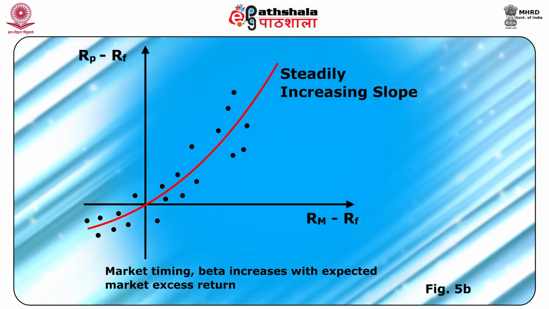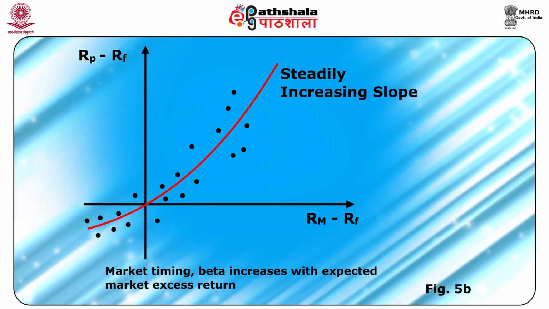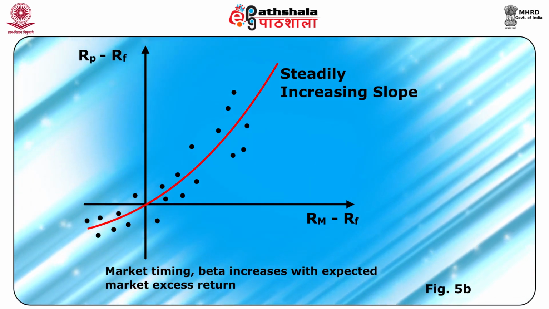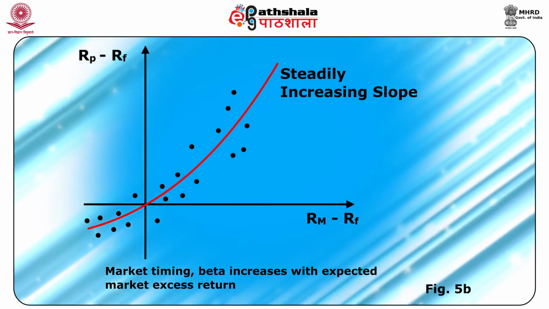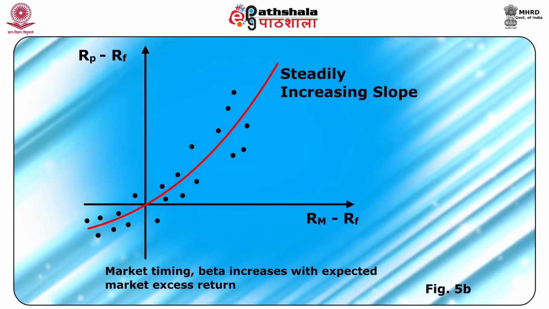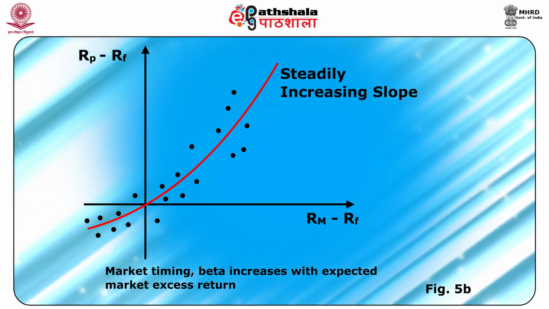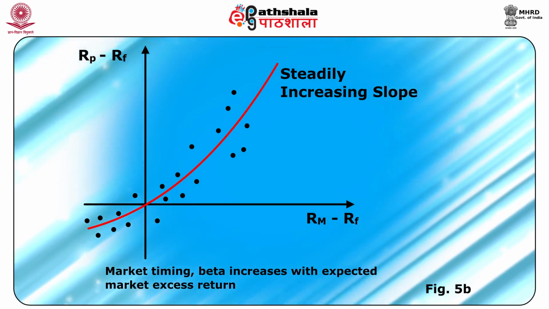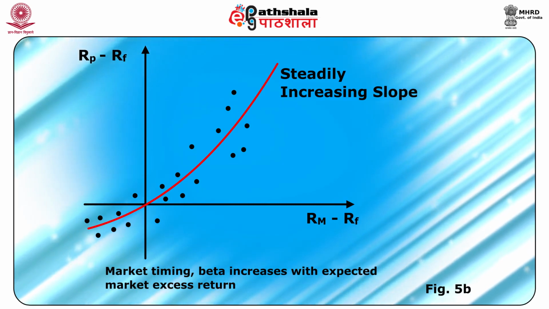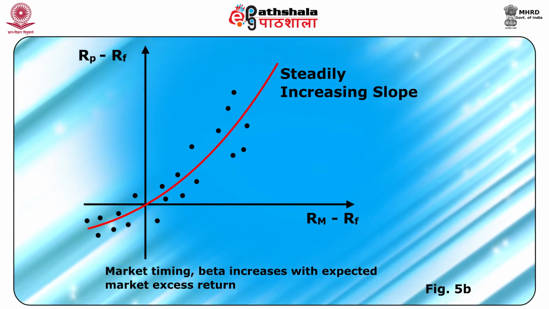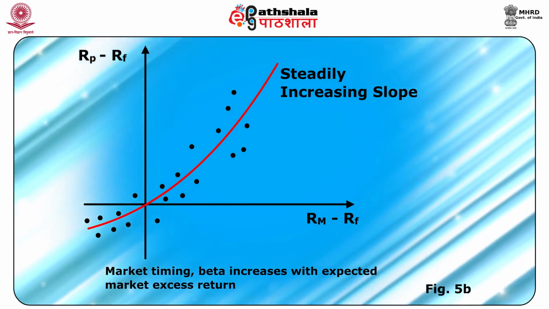If, however, the investor could correctly time the market and shift funds into it when the market does well, the SCL would plot a figure as shown in figure 5b. If bull and bear markets can be predicted, the investor will shift more into the market when the market is about to go up. The portfolio beta and the slope of the SCL will be higher when RM is higher, resulting in a curved line that appears in figure 5b.